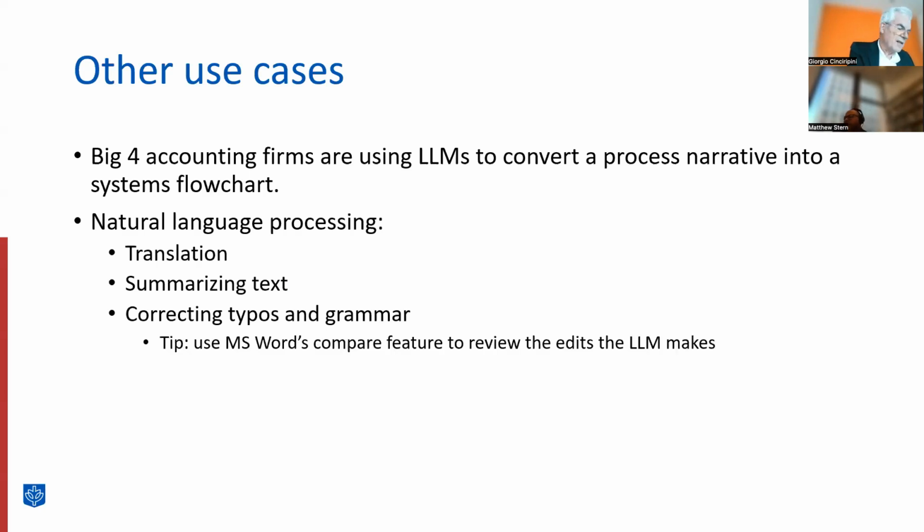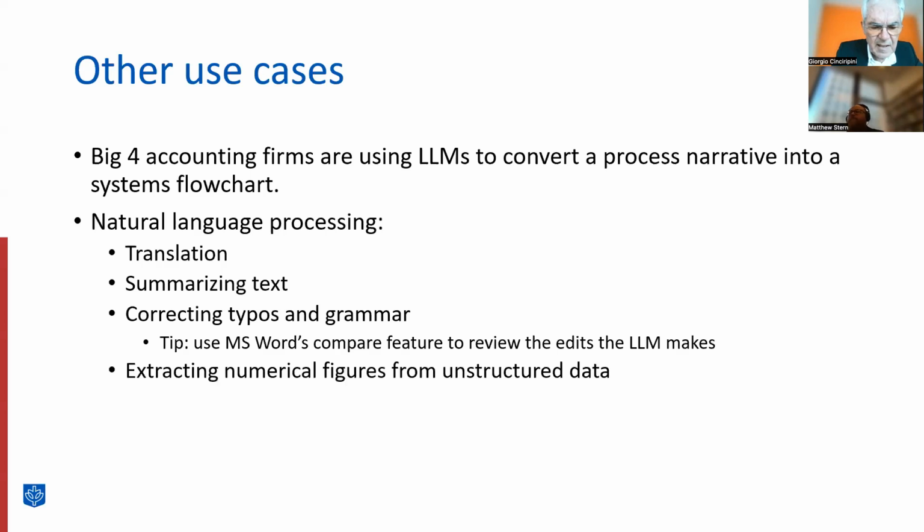A tip I give my students in my class is to ask ChatGPT to give you a Word file you can download. It's as simple as just asking, give me a Word file with that text. Then you can use the compare feature in Word, and it will actually add edits and tell you what ChatGPT has changed. Then you can go through the edits systematically and decide, is this something I actually want to change?